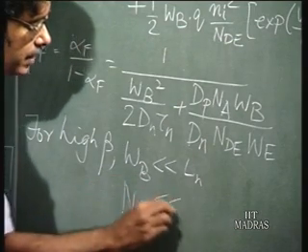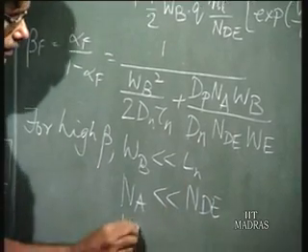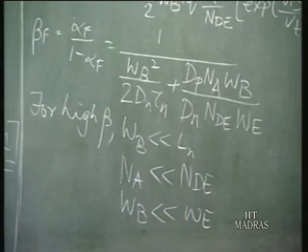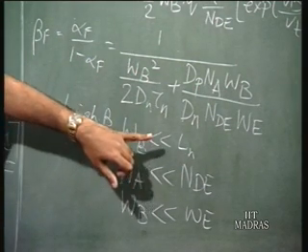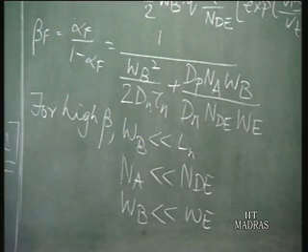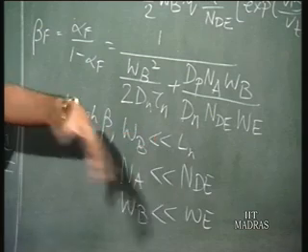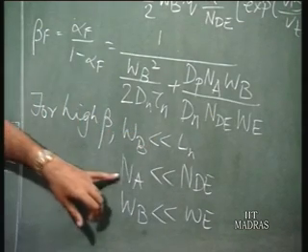Na must be very much less than NDE, and the base width must be very much less than the diffusion length of carriers. That is quite understandable, because if the base width is quite large compared to the diffusion length, a lot of recombination will take place, and the beta will be low.